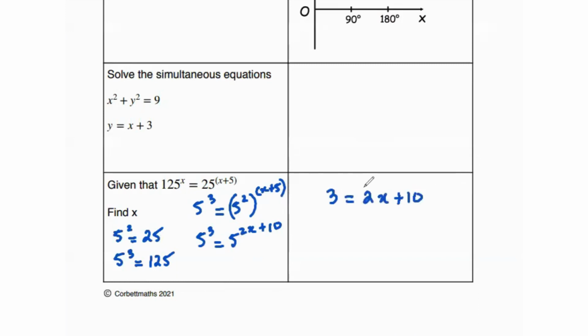The base is given as the same number, which is 5. So if the bases are the same, that means the overall value would also be the same. And for the overall value to be the same, since they're both equal to each other, the powers have to be the same. Hence, 3 is equal to 2x plus 10. Then we do 3 minus 10 equals 2x, which is negative 7. And negative 7 divided by 2 is your value of x, which can be rewritten as a mixed number, negative 3 and 1 over 2. And that's your answer.